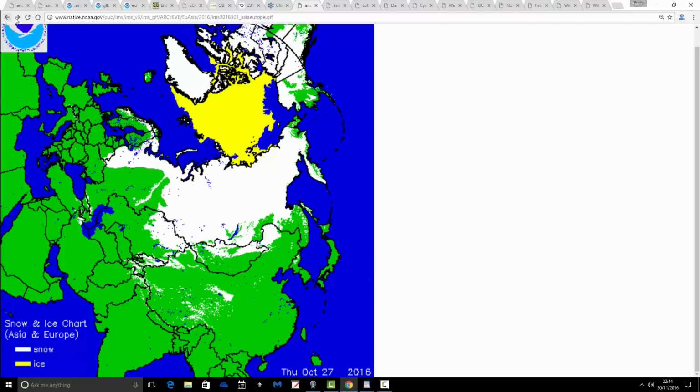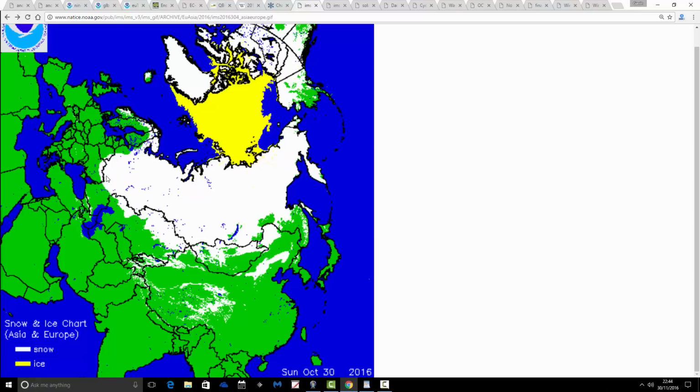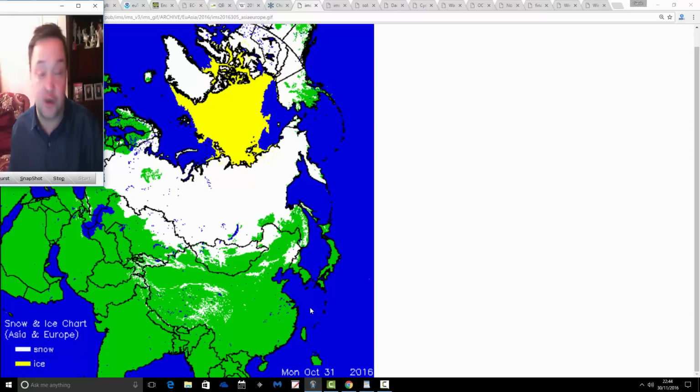This is the 27th of October. This is 28th of October, 29th of October. Notice it's increased all the time. This is 30th of October, when suddenly the whole of Russia is covered, and that snow is pushing into eastern parts of Europe as well. And there we go, to the end of October. The last day of October, I should say.